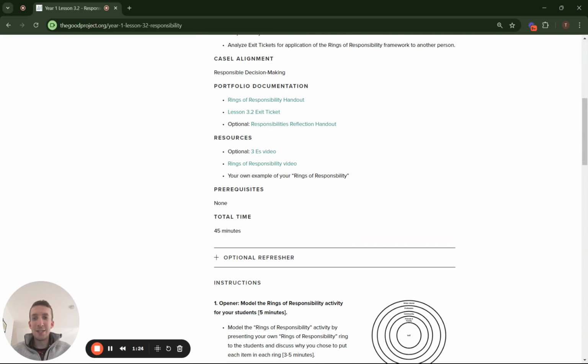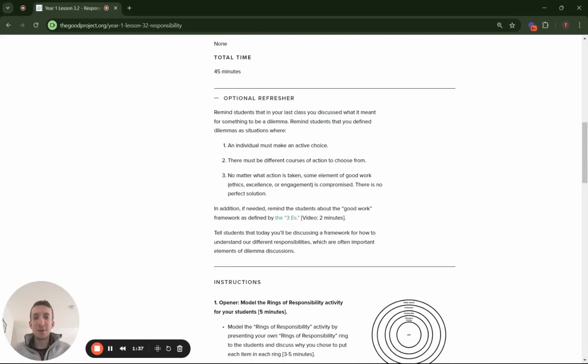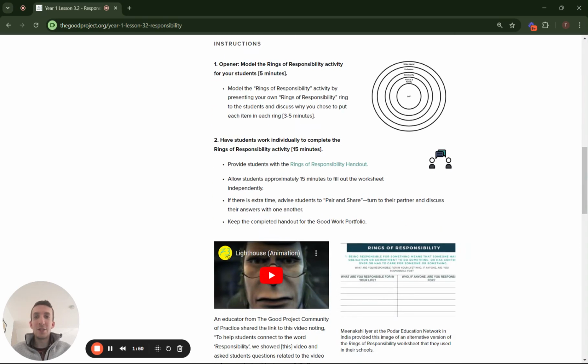This lesson notably does not have a prerequisite, so you might be following in sequence, but if not, this lesson doesn't have a prerequisite that you need to have completed before doing it. That said, there is an optional refresher where you can go over the last lesson in the order and talk about what a dilemma is, and then again, sort of make that point that dilemmas might be the result of competing responsibilities.